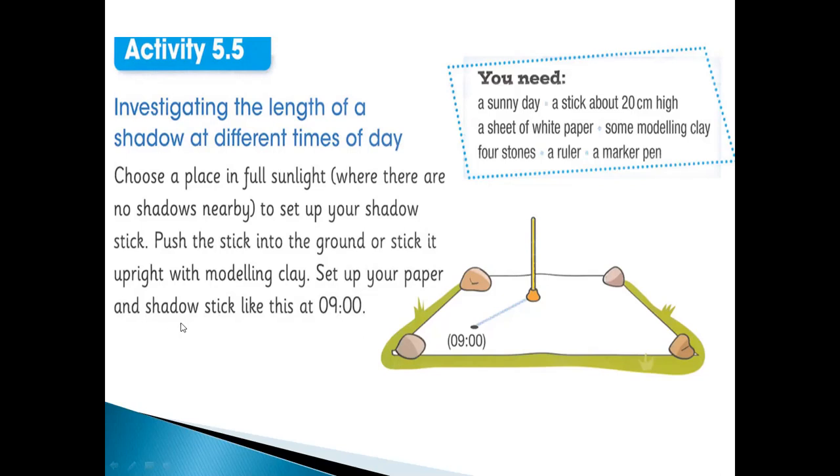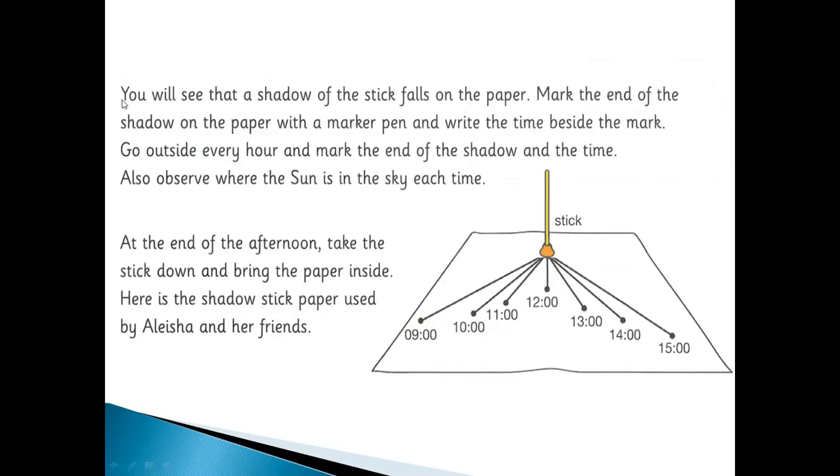Set up your paper and shadow stick like this at 9 a.m. in the morning. This is the stick, with the paper. You will see that the shadow of the stick falls on the paper. Mark the end of the shadow on the paper with the marker pen and write the time beside the mark. Go outside every hour and mark the end of the shadow. Also observe where the sun is in the sky each time. You should write the time exactly.